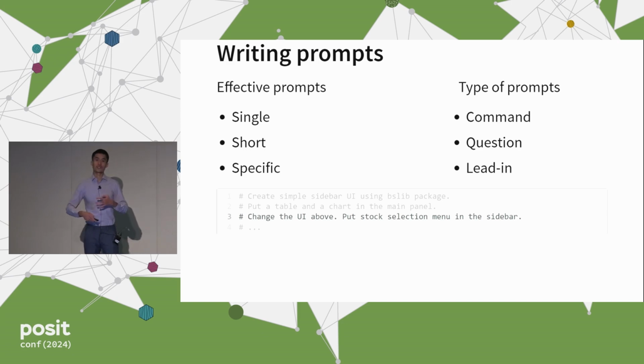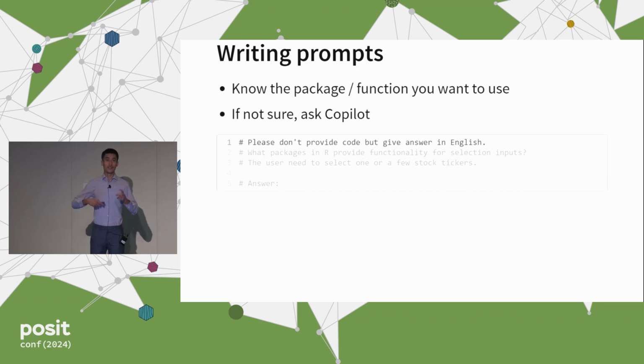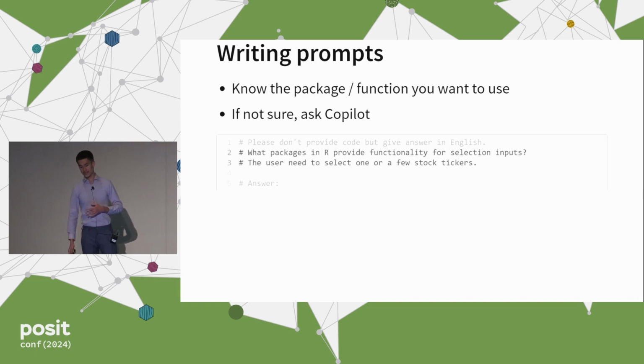Okay, so suppose I'm not sure how to create the user input, the part that lets the user select the stock ticker. What do I do to be more specific? Well, I can ask Copilot. So this is the second type of prompt, the question type. Remember, Copilot was created to provide code as a response. Therefore, if you want to see a human language response, you need to be very specific. You tell Copilot to answer in English instead of code. And the second type of prompt, the question, and then I ask my question.